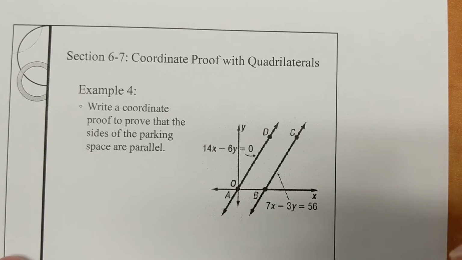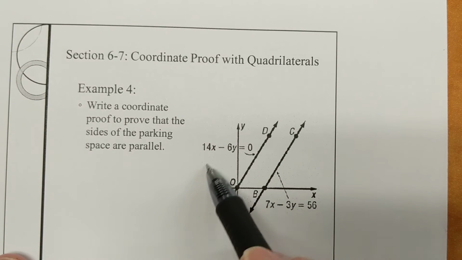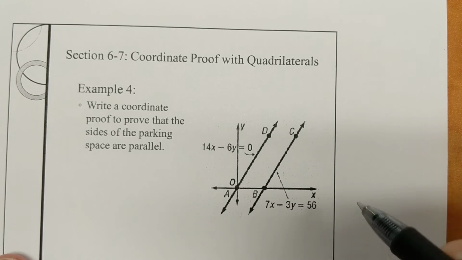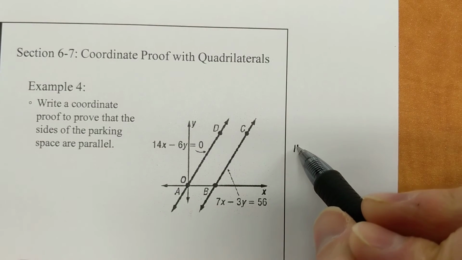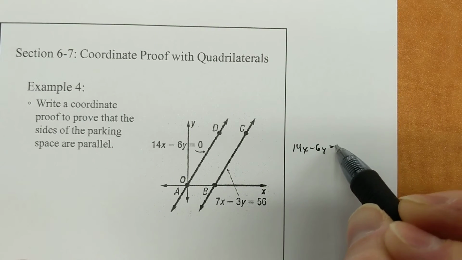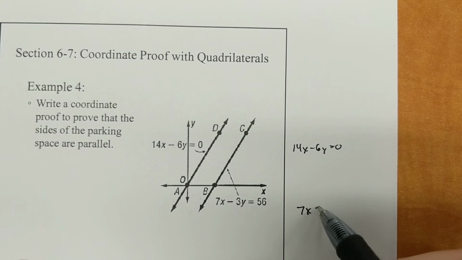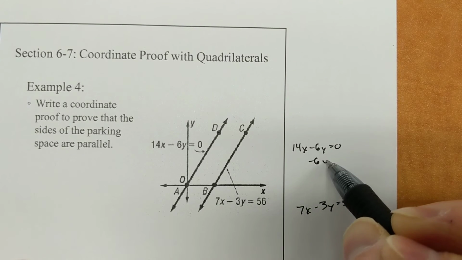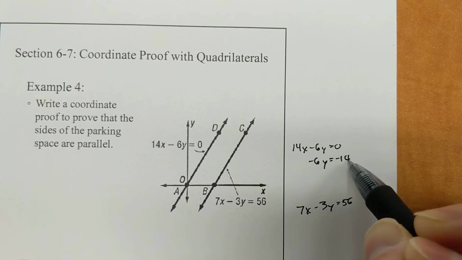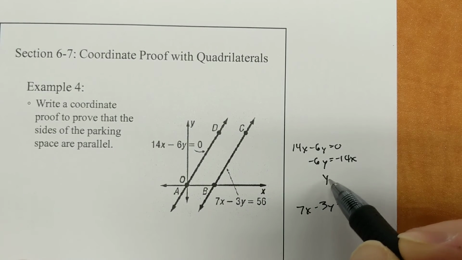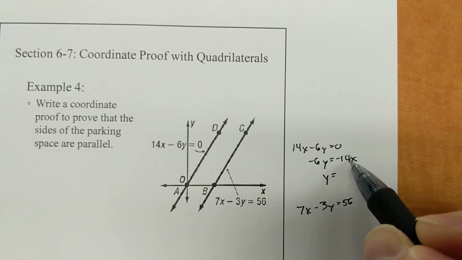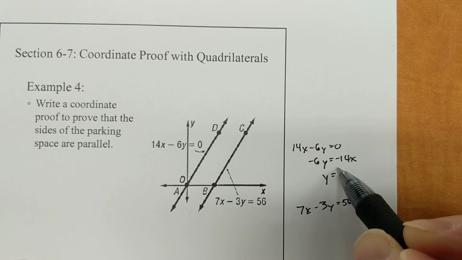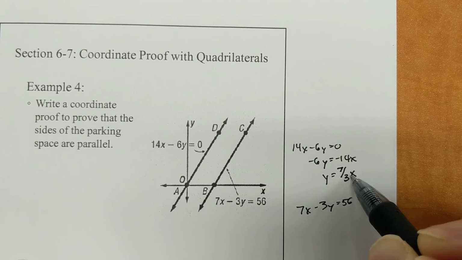Example 4, prove that these are parallel. Now the easiest way to do this is to write these two lines in slope-intercept form. So if I have 14x minus 6y equals 0, and I have 7x minus 3y equals 56, bring the x over, so negative 6y equals negative 14x. So divide, 14 over 6 is 7/3 x.